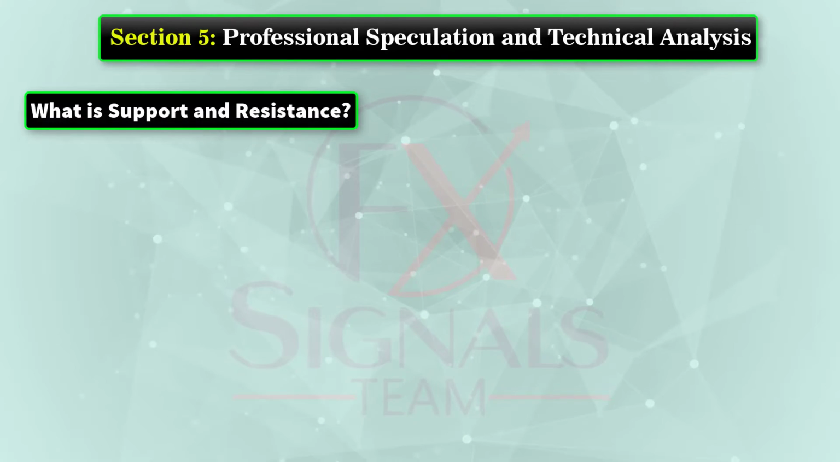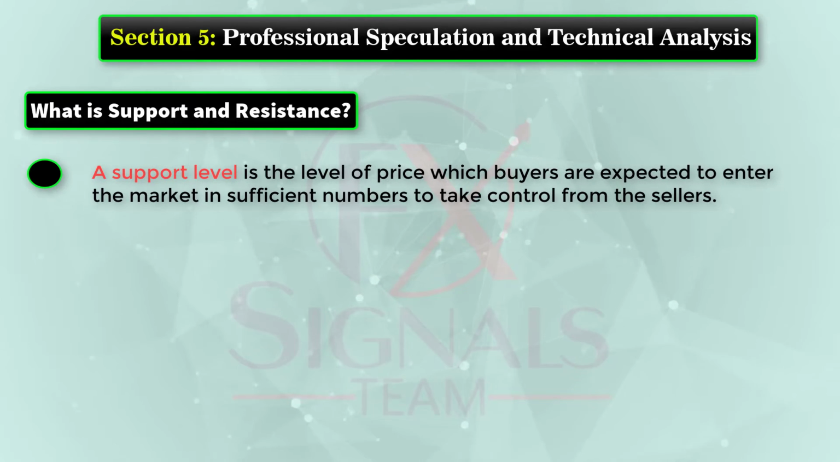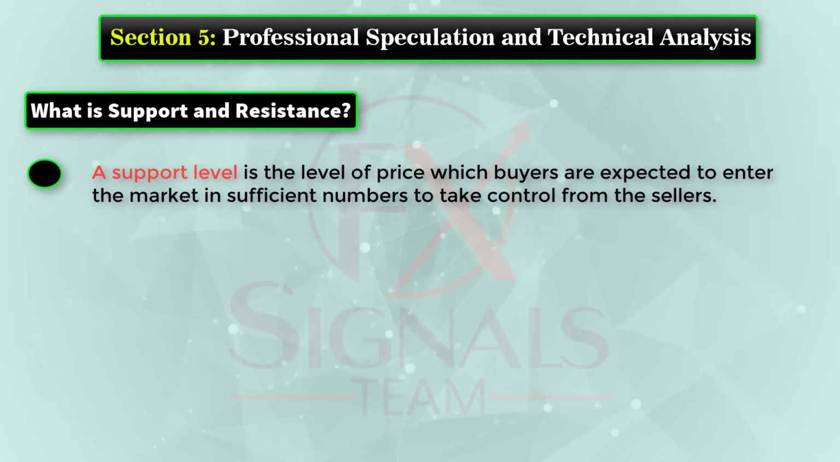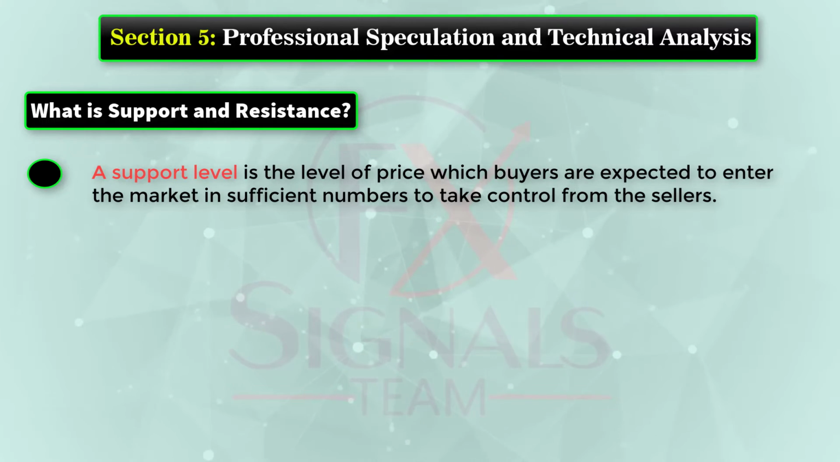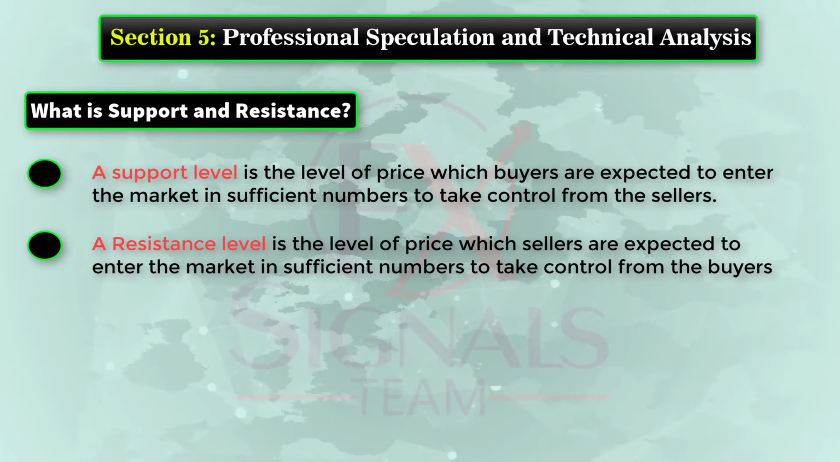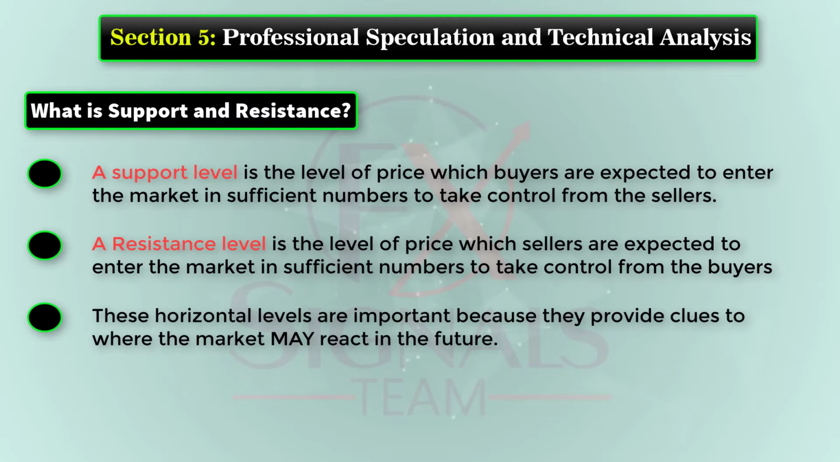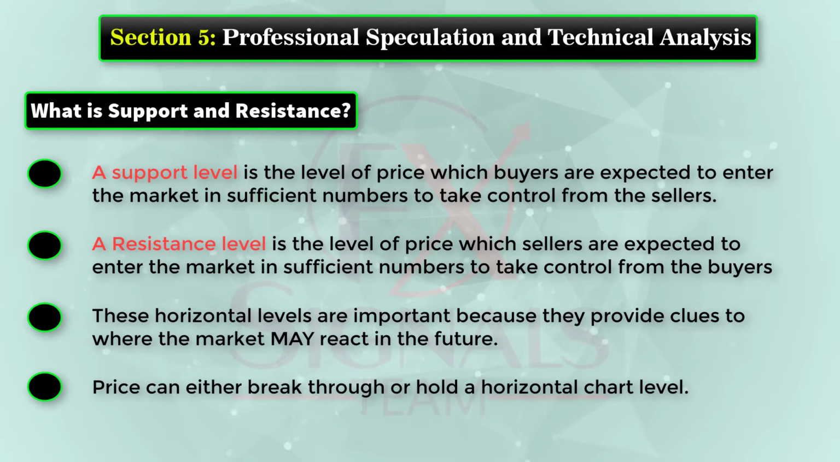What is support and resistance? A support level is the level of price at which buyers are expected to enter the market in sufficient numbers to take control from the sellers. A resistance level is the level of price at which sellers are expected to enter the market in sufficient numbers to take control from the buyers. These horizontal levels are important because they provide clues to where the market may react in the future. Price can either break through or hold a horizontal chart level.